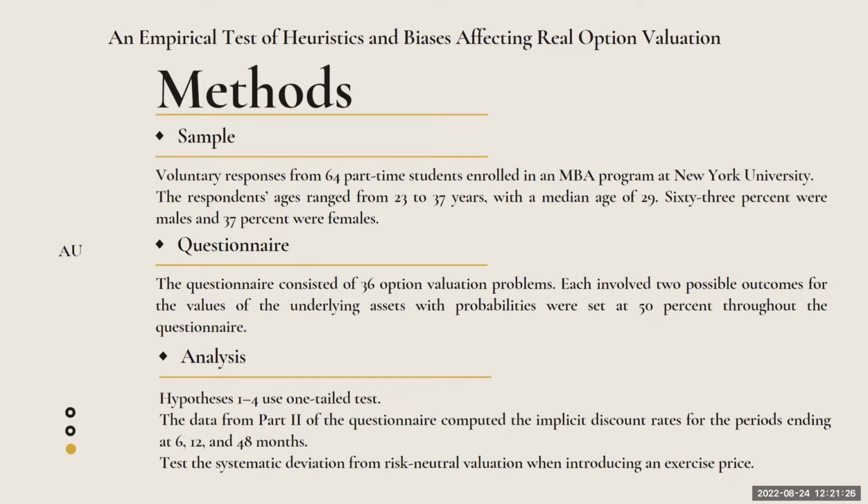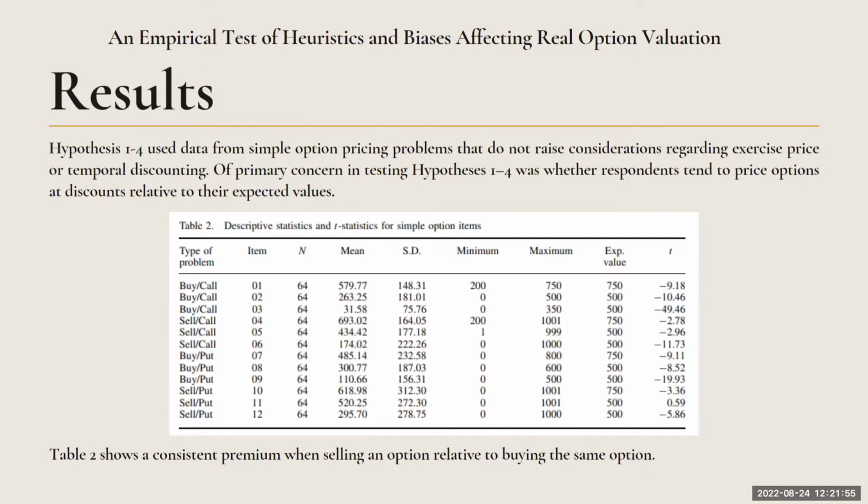And as the analysis for hypothesis 1 until hypothesis 4, they use a one-tailed test. The data from part 2 in the questionnaire computed the implicit discount rates for the periods ending at 6, 12, and 48 months. So the result of this research, we can see from table 2.